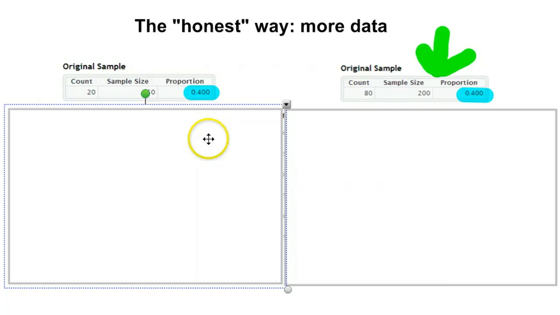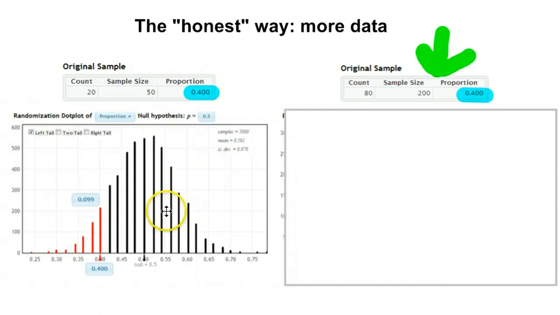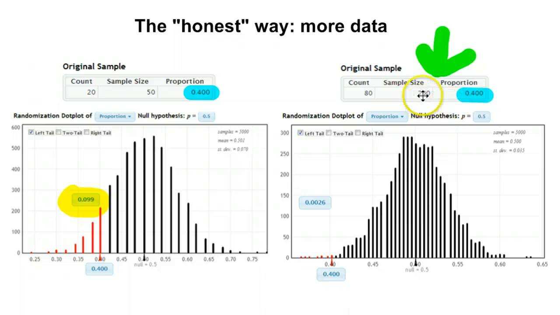Now let's look at how the graphs turn out when we simulate this in StatKey as a proportion test. So we're doing a left-sided test, something less than that 0.4. In here we get a p-value of 0.099, so almost 0.10 as our p-value. Over on the right, same exact setup, just more data, and what we see here is our p-value, again looking at 0.4 down here, 0.0026, about a fourth of 1%.